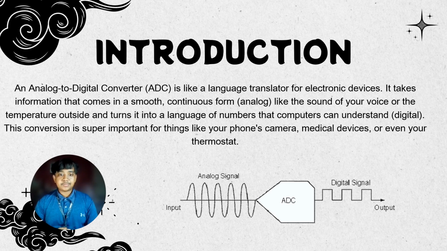ADC is like a language translator for electronic devices. It takes information that comes in a smooth continuous form, analog, like the sound of your voice or the temperature outside, and turns it into a language of numbers that computers can understand, which we call the binary system, between 0 or 1. The figure below shows that an analog signal is transmitted to a digital signal using an ADC converter.